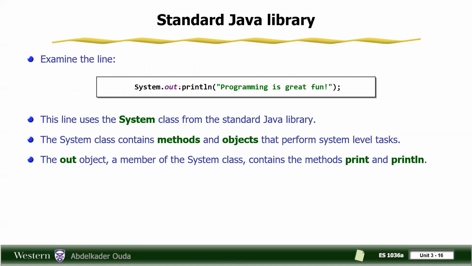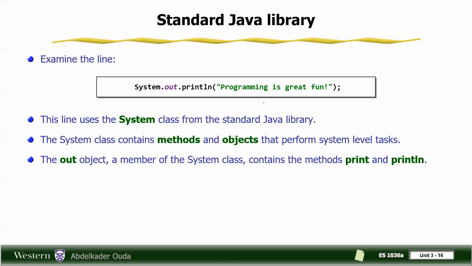Examine the line System.out.println("Programming is great fun"). This line uses the System class from the standard Java library. The System class contains methods and objects that perform system level tasks. The out object, a member of the System class, contains the methods print and println. Clear, guys? Questions?